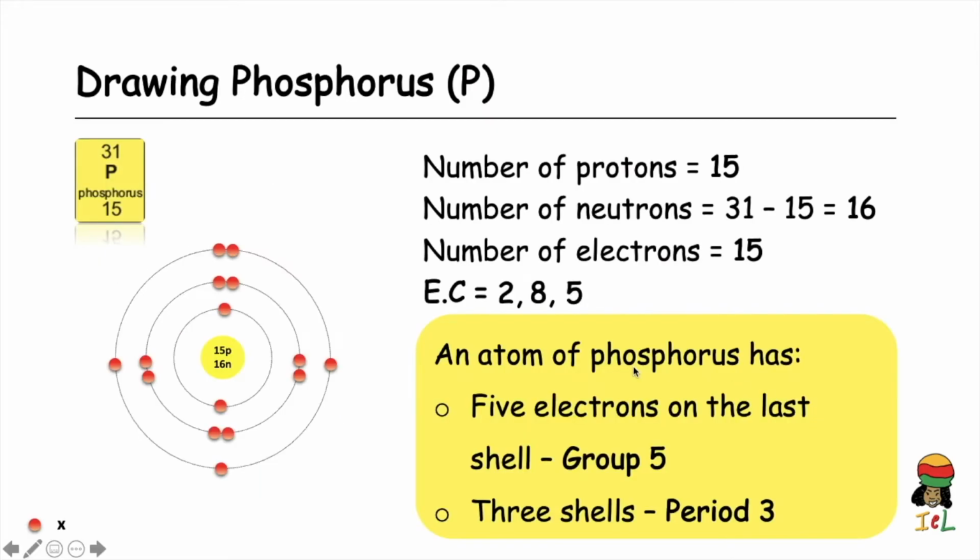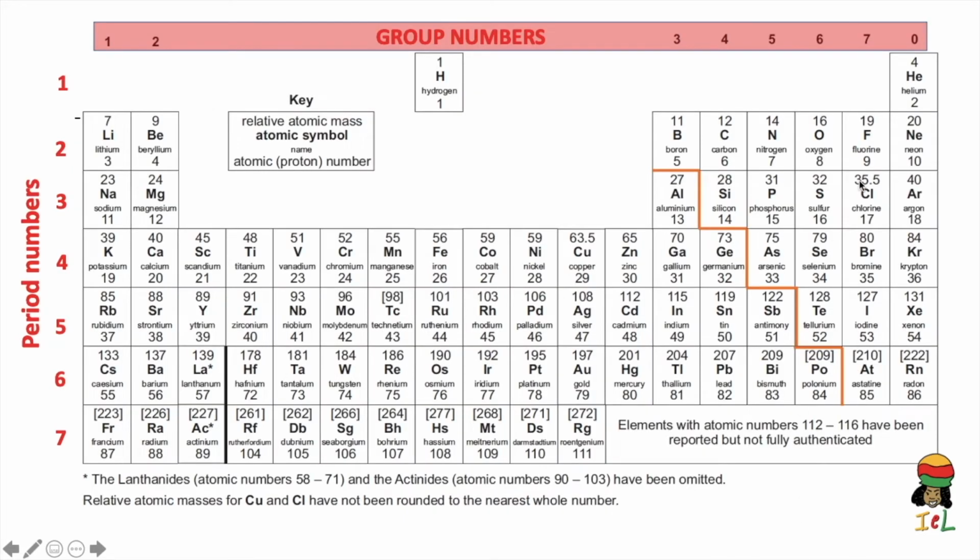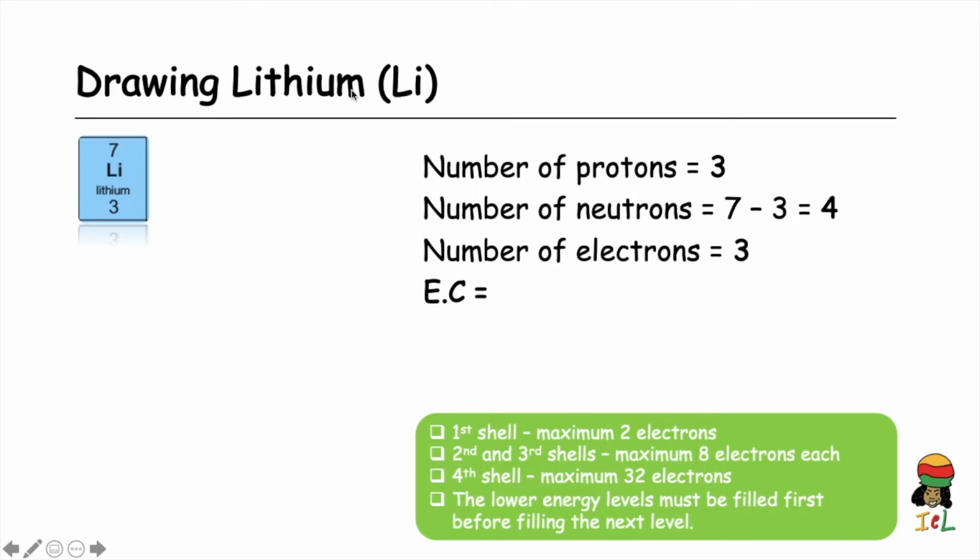their shells. Since an atom of phosphorus has 5 electrons on the last shell, it's therefore found in group 5 of the periodic table. And since there are 3 shells, then it's located in period 3. Let's see if we can find phosphorus in group 5, period 3. So this is group 5, and this is the first period, second period, third period, and there it is. Phosphorus.